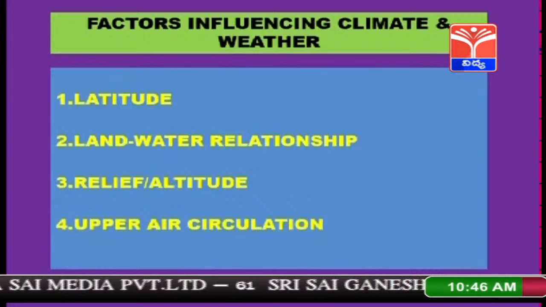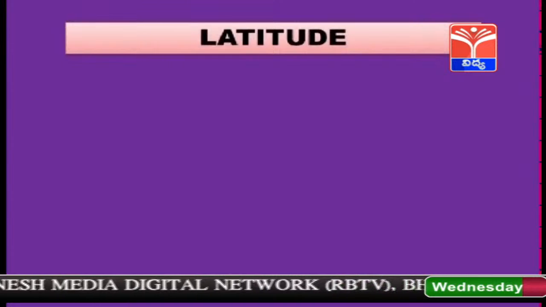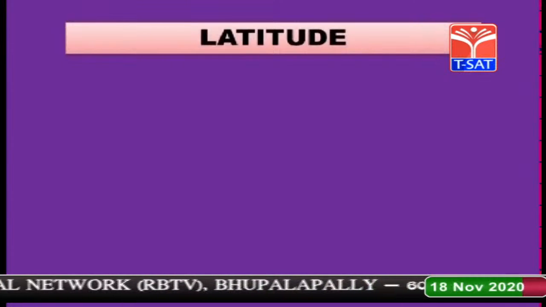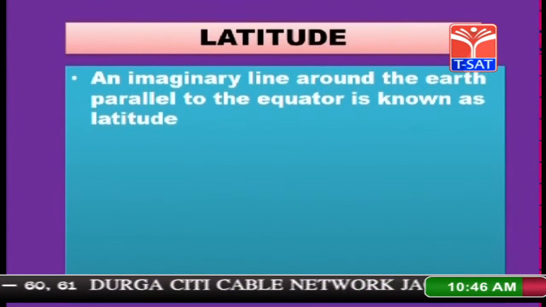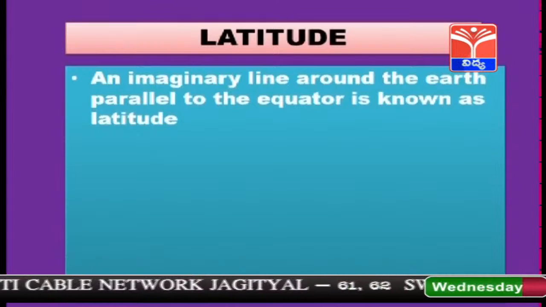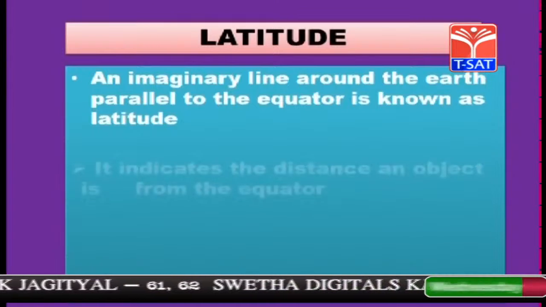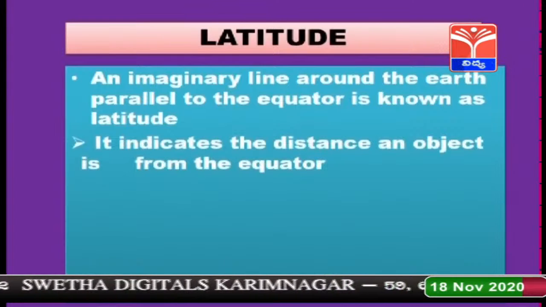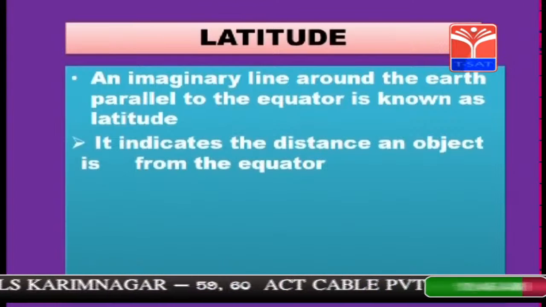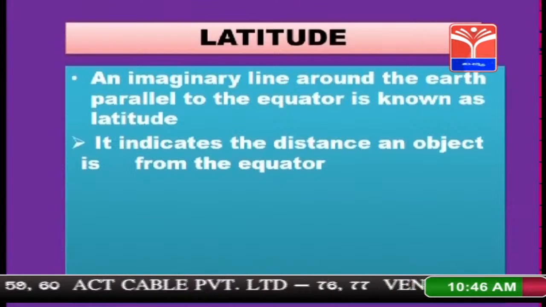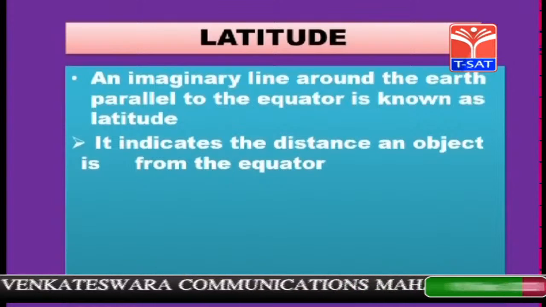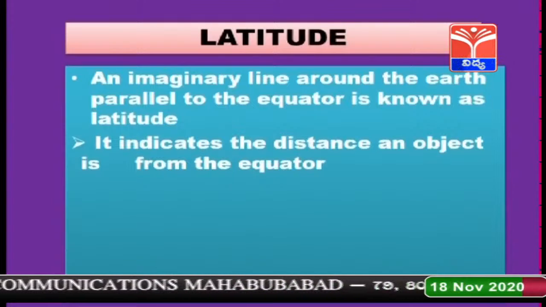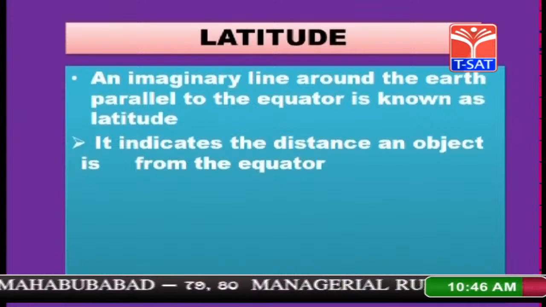Let's begin with latitude. What is latitude? Yes, you know this word. So, what is the meaning of latitude? An imaginary line around the earth parallel to the equator is known as latitude. What does it indicate? It indicates the distance an object is from the equator. So, how far an object is from the equator indicates latitude. So, how does latitude affect climate and weather?